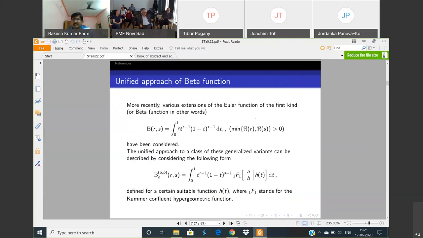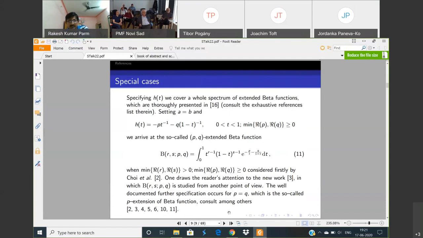A unified approach. More recently, various extensions of Euler's integral of the first kind, or beta function, have been considered. The unified approach to a class of these generalized variations can be described by considering the following integral form. Here, h(t) is a suitable function, and 1F1 stands for the confluent function. If we specify h(t) in this integral, we cover a whole spectrum of extended beta functions, which are thoroughly presented in reference 16. If we set a equal to b and h(t) equal to minus p over t minus q over 1 minus t, under the given condition, we arrive at the so-called pq-extended beta function, which was recently considered by Choi et al. The well-documented further specifications for all these p-extended and q-extended beta functions are given in the references.